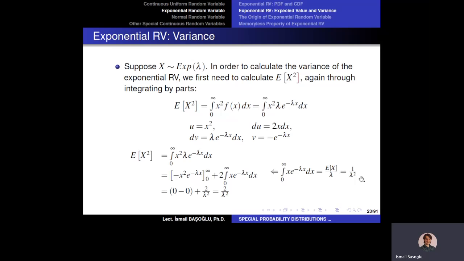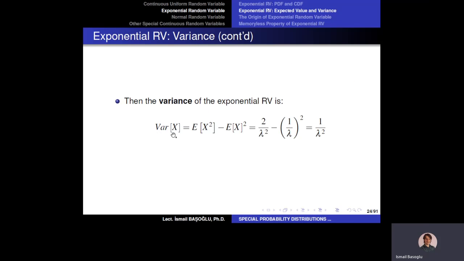So it is going to be 1 over lambda square in that sense, because the expected value was already computed as 1 over lambda, and it is going to be 1 over lambda square. And there is a 2 here, therefore the expected value of x squared is going to be 2 over lambda square. However, we have not computed the variance yet.